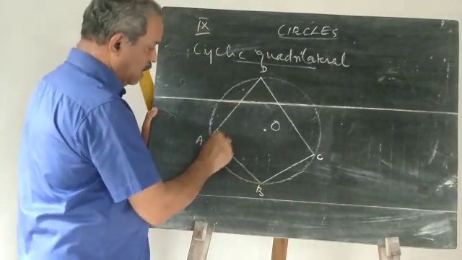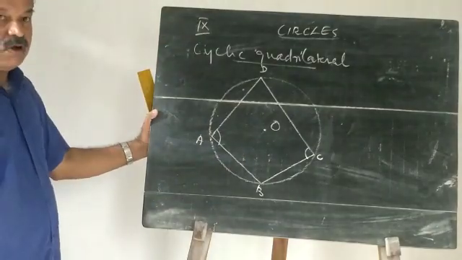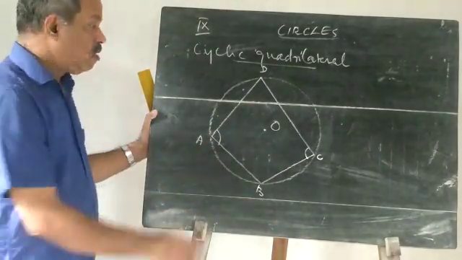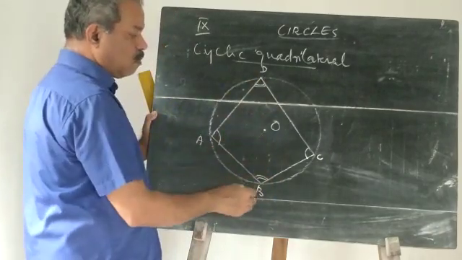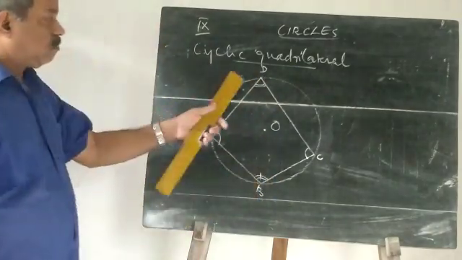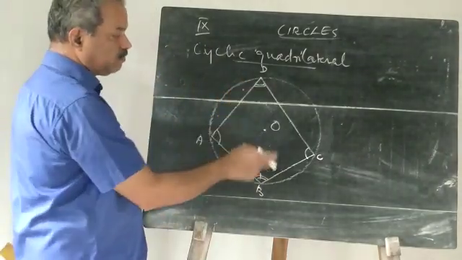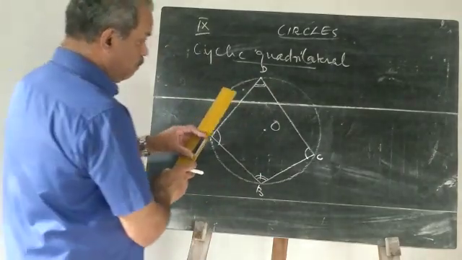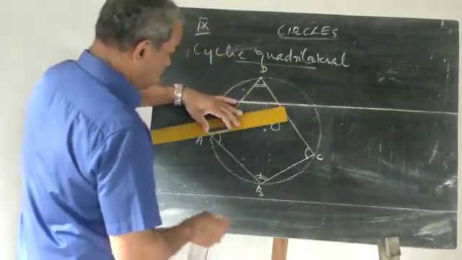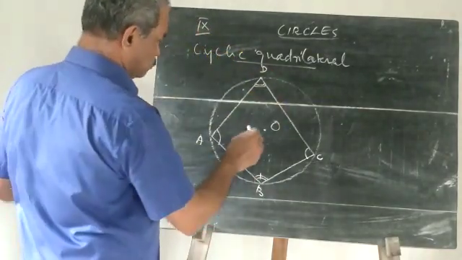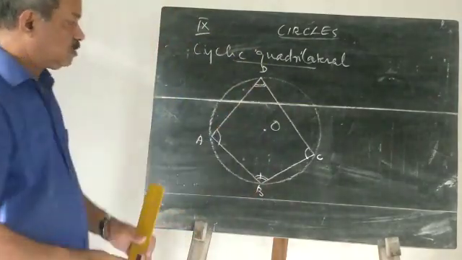What about angle A and angle C? They are opposite angles of quadrilateral ABCD. What about angle D and angle B? They are also opposite angles of quadrilateral ABCD. What is the relation between the sum of these two angles? Now, according to the result we have already learned, what is the sum of the measures of these two?